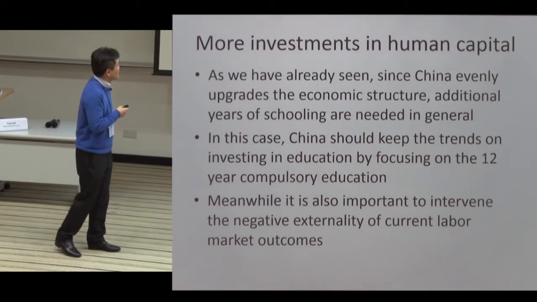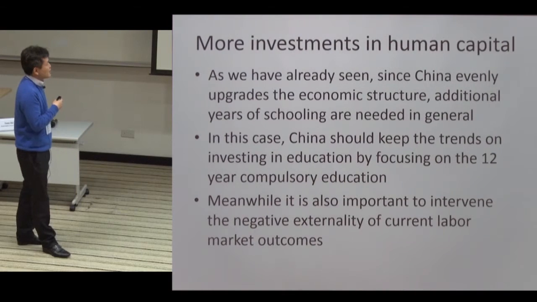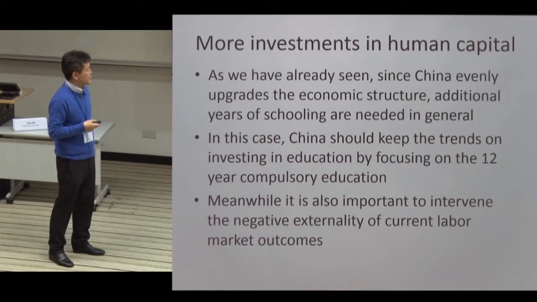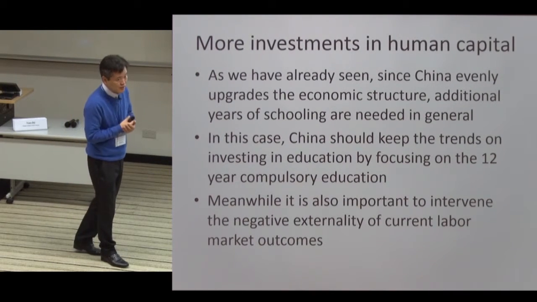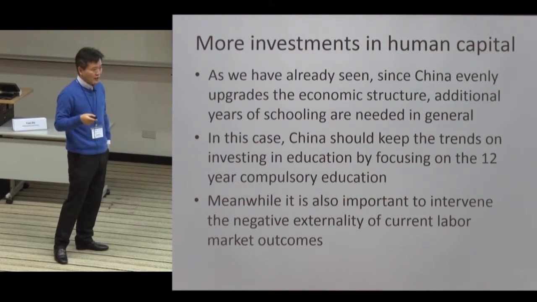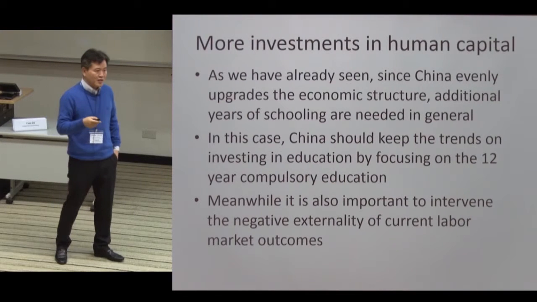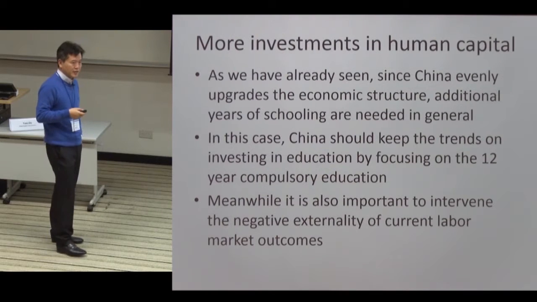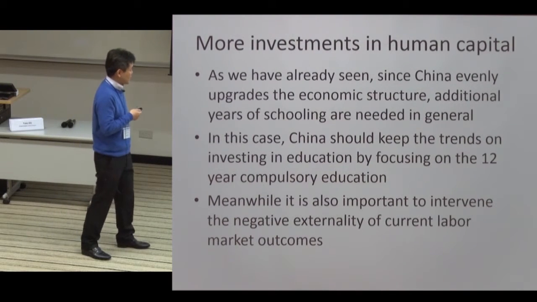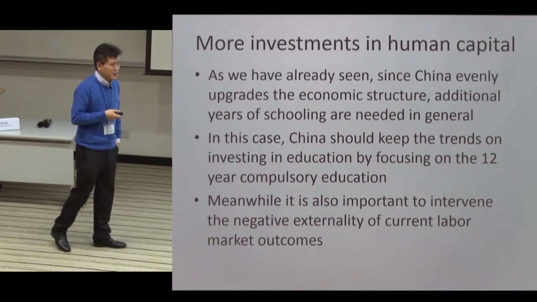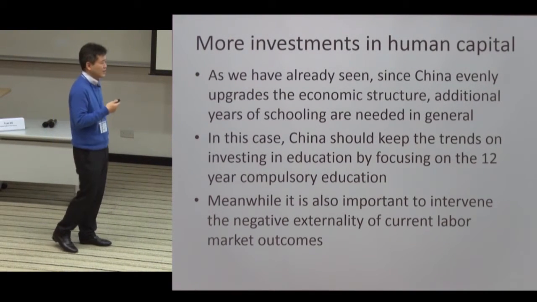Firstly, I think from the picture I've shown that China is upgrading its economic structure. So additional years of schooling in general is important for China. In this case, China has already achieved 9-year compulsory education and also has a lot of investment in higher education. At this stage, we think extending the compulsory education to 12 years is relatively important.